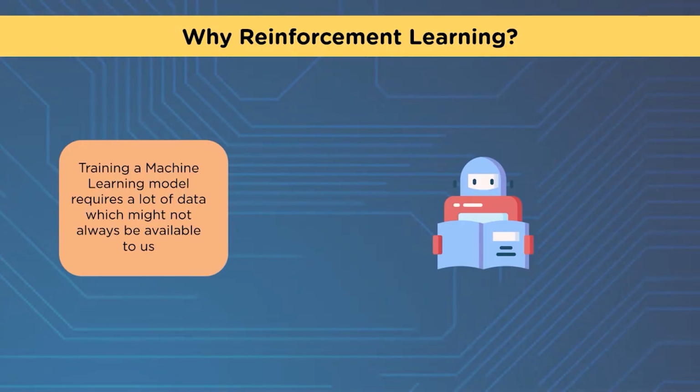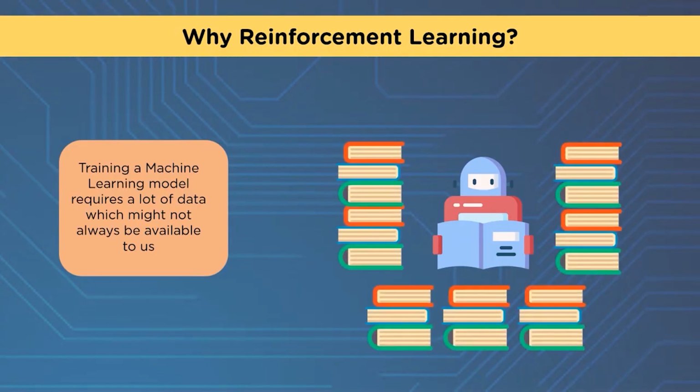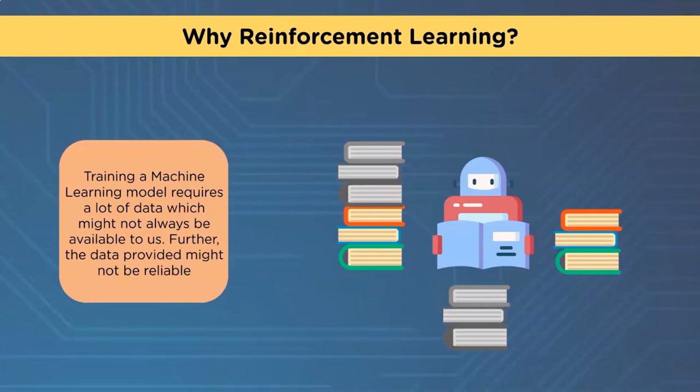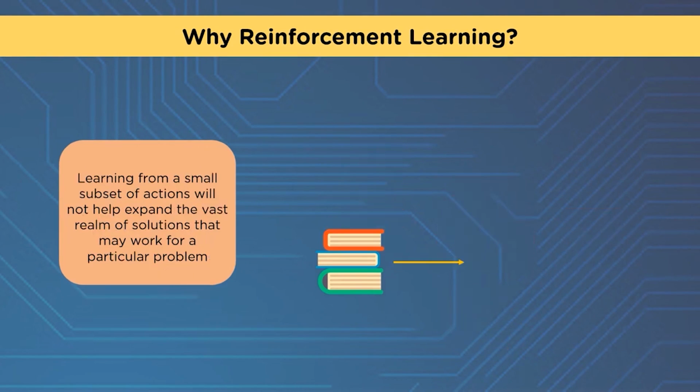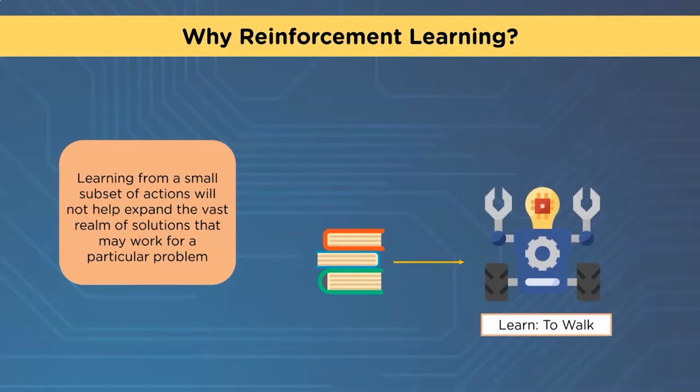Why reinforcement learning? Training a machine learning model requires a lot of data, which might not always be available to us. Further, the data provided might not be reliable. Learning from a small subset of actions will not help expand the vast realm of solutions that may work for a particular problem. You can see here we have the robot learning to walk. Very complicated setup when you're learning how to walk, and you'll start asking questions like, if I'm taking one step forward and left, well, what happens if I pick up a 50-pound object? How does that change how a robot would walk?